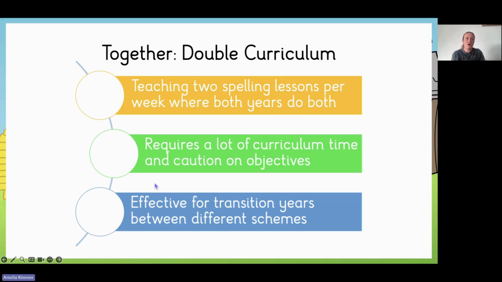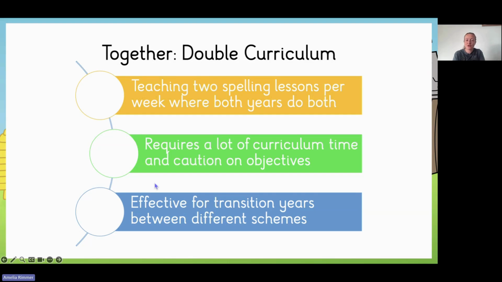Now, what you can do if you're in one of those transition years is do a double curriculum. So basically you're teaching 2 spelling lessons per week where both years do both. So I teach stage 3 and stage 4, or stage 5 and stage 6. It can require a lot of curriculum time, and be cautious on which objectives you use. Don't do 2 things that are too heavy at the same time. You might want to swap them about. But it can be effective for those transitions between different schemes, or plugging gaps and catching up if spelling is your biggest priority.